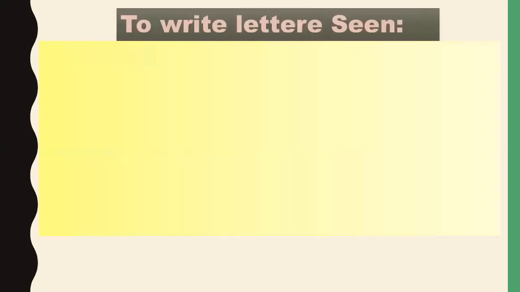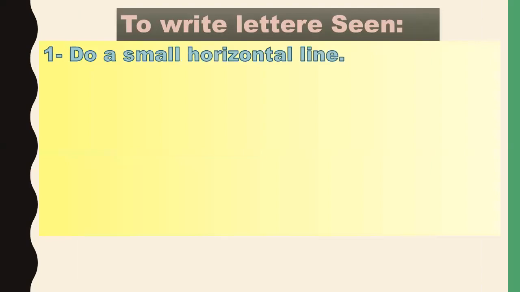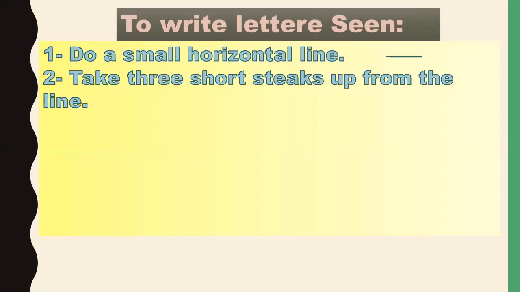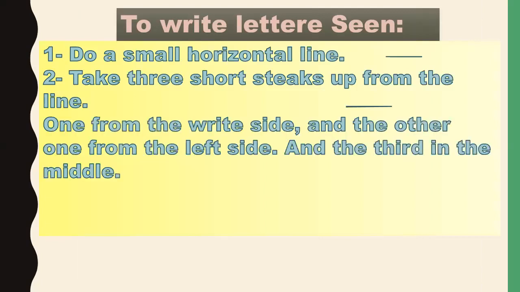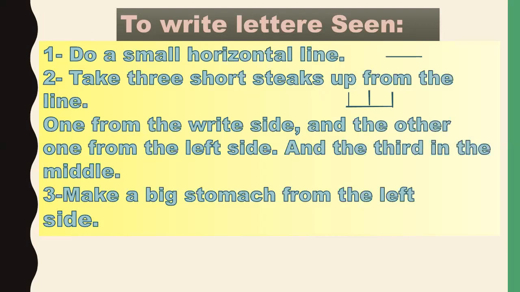Let's go to the last family. It's Sin family. It has two letters, Sin and Sheen. To write letter Sin, do a small horizontal line, like this. Take three short sticks up from the line: one from the right side, another from the left side, and the third in the middle. Make a big stomach from the left side.